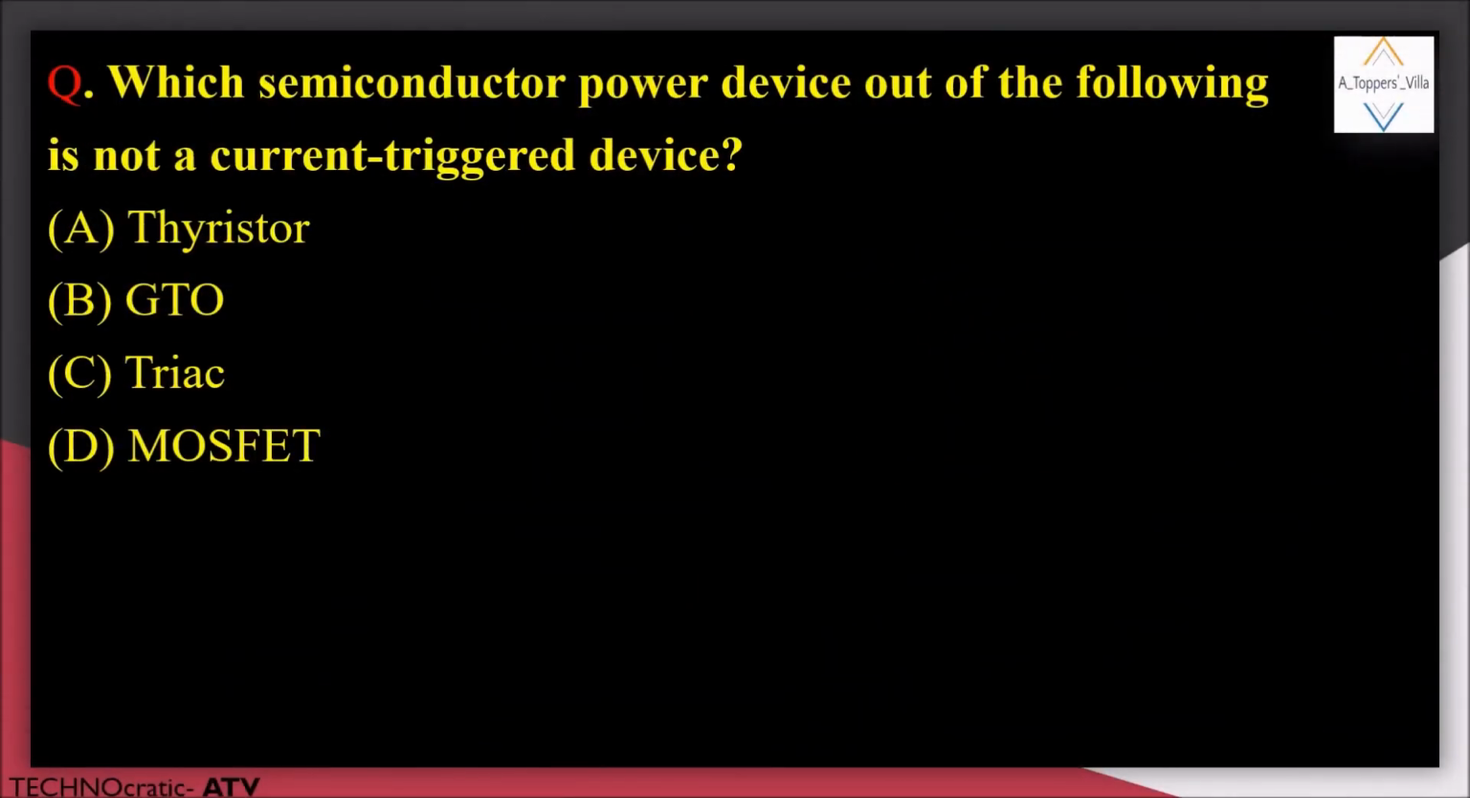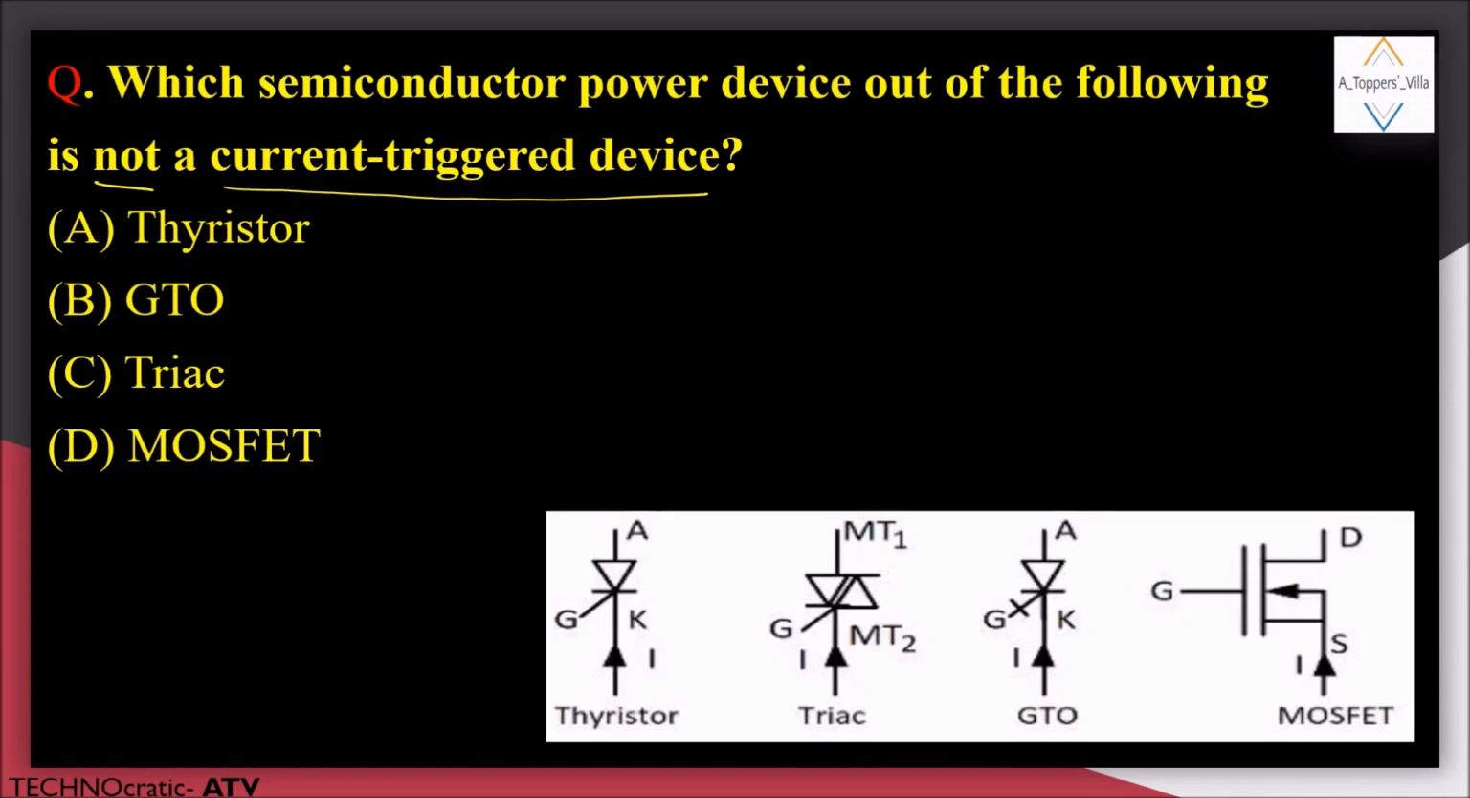Which semiconductor power device out of the following is not a current trigger device? Here, thyristor is a current trigger device, triac is a current trigger device, GTO is also a current trigger device, but MOSFET is a voltage controlled device. So here the answer will be MOSFET.